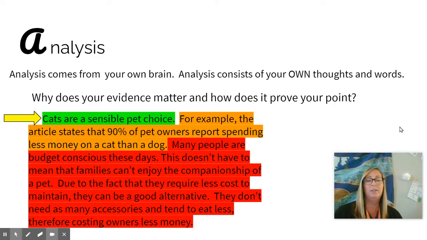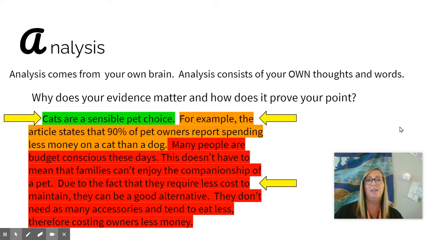So all the sentences that follow have to do with it. My next item needs to be from a piece of text. This one says, for example, the article states that 90% of pet owners report spending less money on a cat than a dog. I got that right out of a passage that I read. I didn't have to think of it. I didn't make it up. Evidence is real. It's right on the page.